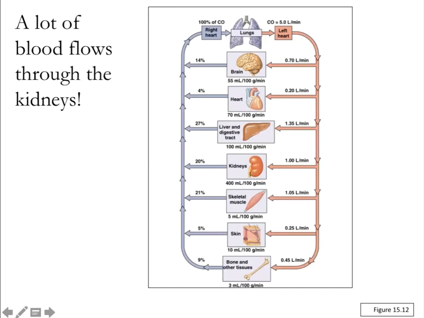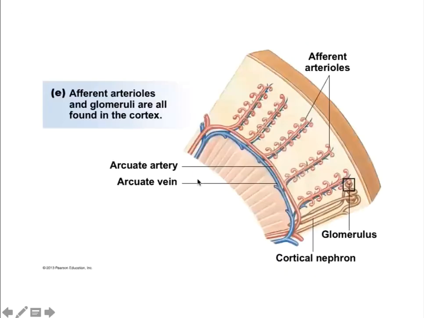Now let's look at the kidney. The kidneys, 1 liter per minute. That's 20%. That's a lot, given the size of the kidney is about your fist. You hold your fist a little bit smaller. That's your kidney. And 20% of blood goes there. So that's the renal blood flow.